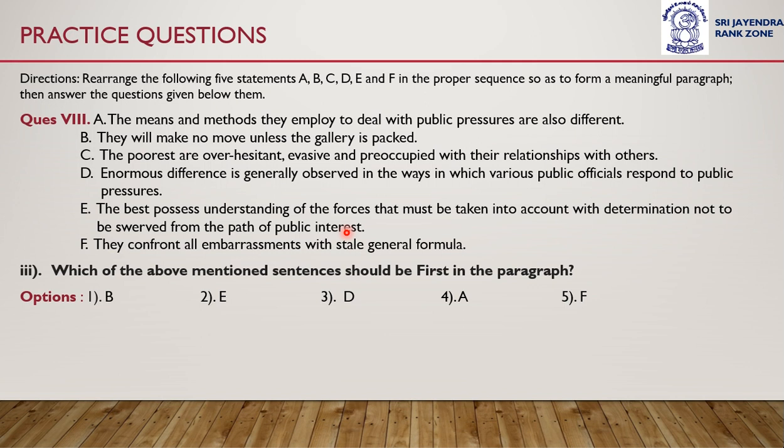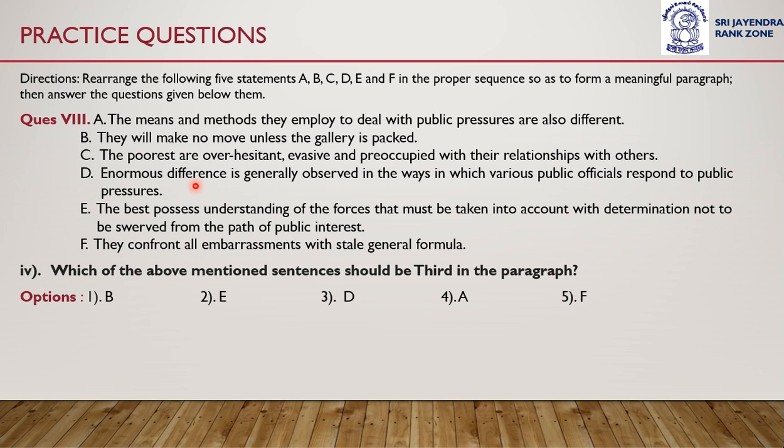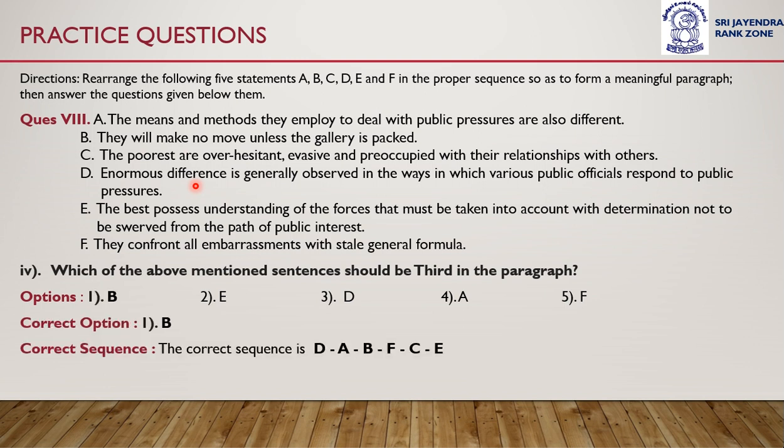First sentence of the sequence is D. Enormous difference is generally observed in the ways in which various public officials respond to public pressure. D is the correct option. Which is the third one? DAB. So B is the third one. Yeah, B is the correct answer. So the correct sequence is DABFCE.